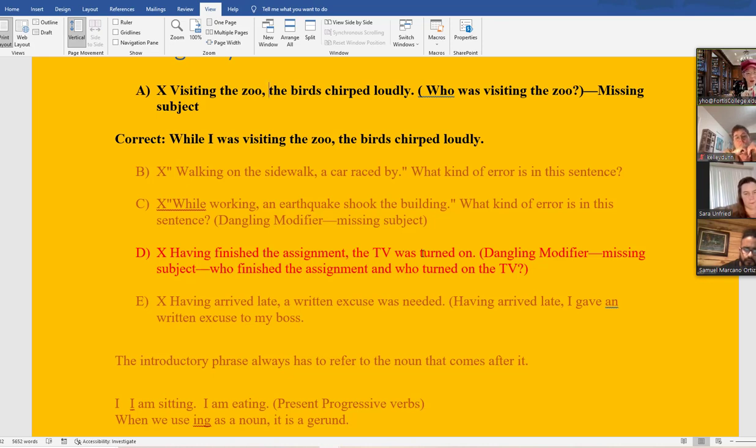Okay, having arrived late, a written excuse was needed. So did your piece of paper grow legs and grow arms and write itself an excuse? No. And did it arrive late? So it should be, after I arrived late, a written excuse to my teacher was needed. So we're missing a lot of parts to this sentence. This sentence makes no sense by itself, so that makes it a dangling modifier. Everybody get that one? Okay.